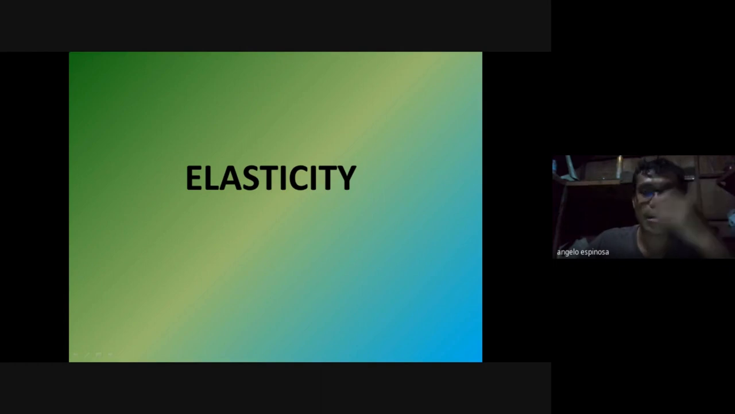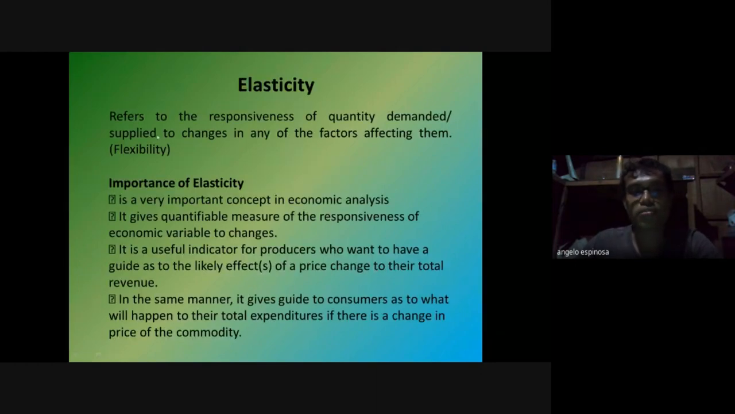So let us define more about elasticity. Okay? So, elasticity, it refers to the responsiveness. It talks about the responsiveness of quantity demanded or quantity supplied to changes in any of the factors affecting them.